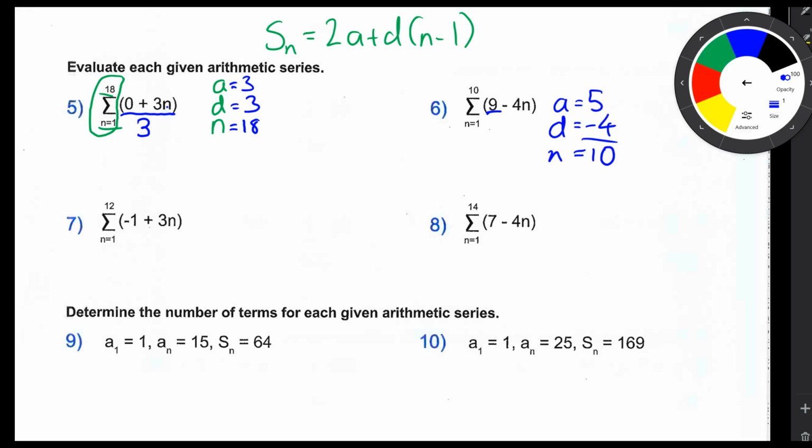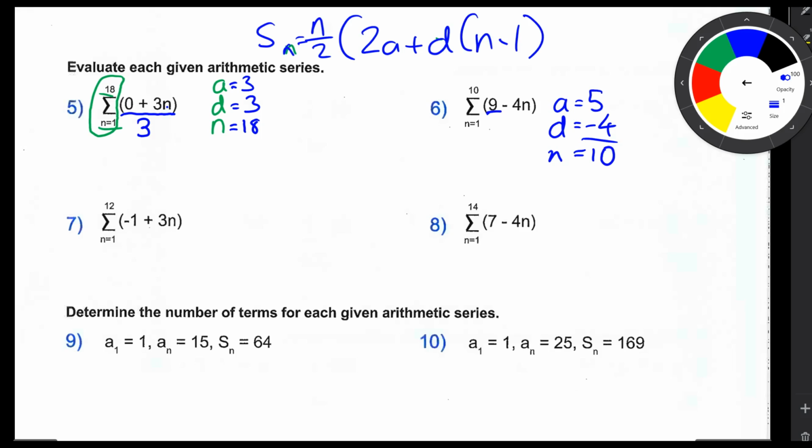Okay? For 5, what you do is, I put the wrong formula up here. That's terrible of me. Sn equals n over 2 outside of 2a plus d outside of n minus 1. Sorry about that. Okay, you do need to times the number of terms in order to use the formula correctly.